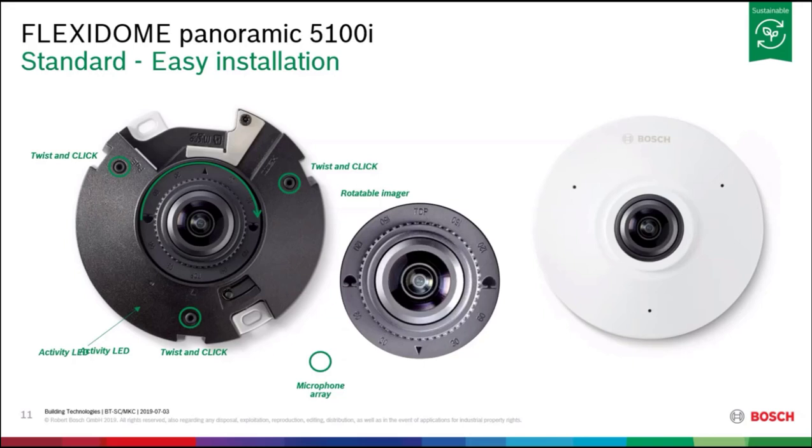So for ease of installation, the indoor model is the easiest. On board, you have your 3 MEMS microphones. You have the 2 mounting holes, and then the cover is a paintable cover, and you just slide it on, you twist, and it clicks into place. The imager, which is unique, is something we haven't been able to do in the past. The imager will rotate, so you can mount the camera, and then rotate the imager to obtain the field of view or the orientation that you want it to appear in your VMS.